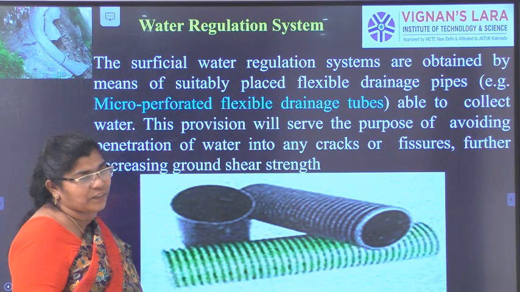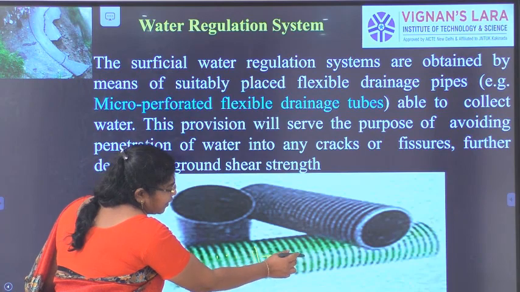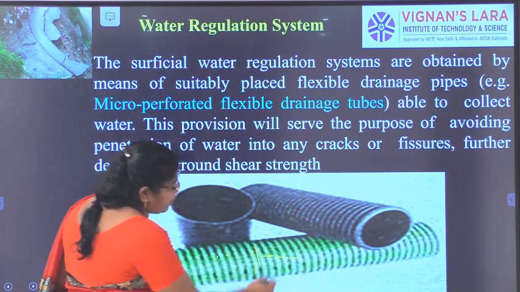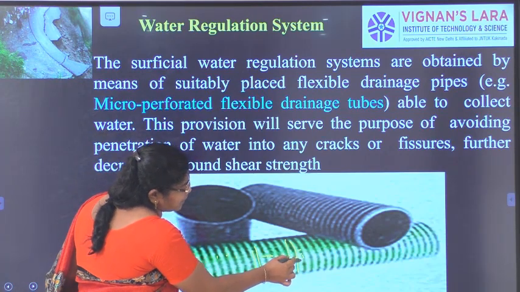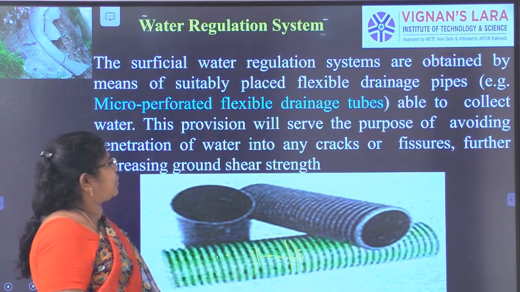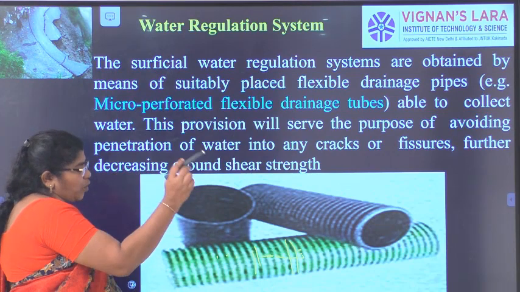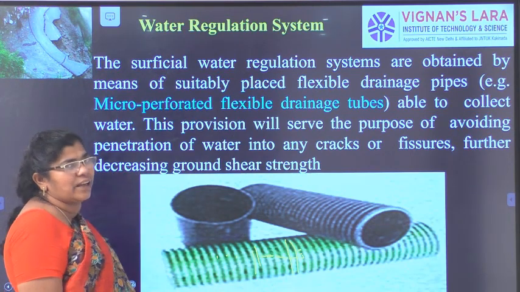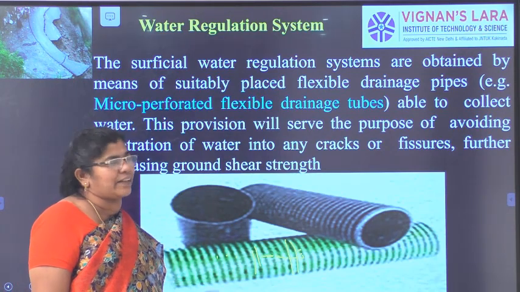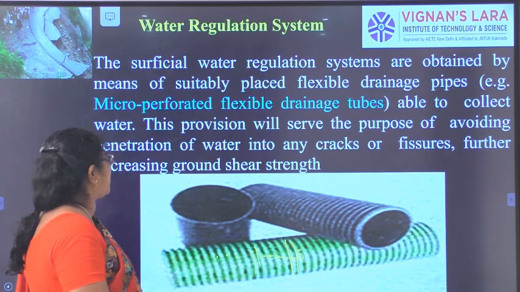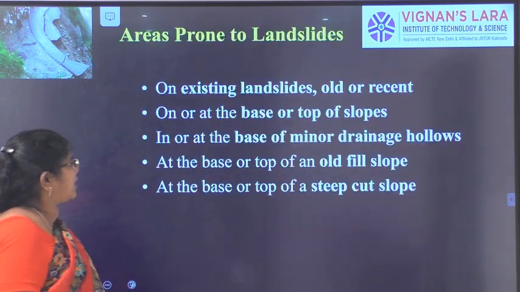This is for the subsurface drainage system. It is a perforated pipe where you can see the perforation like this. In between, the strong layer will be supported very strongly, and these layers will have holes like this, which allow the water to pass through. So it is a micro perforated flexible drainage tube. When there is more water, it collects the water and takes it along its path, and it will not allow the water to go and stagnate somewhere where the landslide will occur. This is for the purpose of avoiding penetration of water into cracks or fissures, which further decreases ground shear strength.